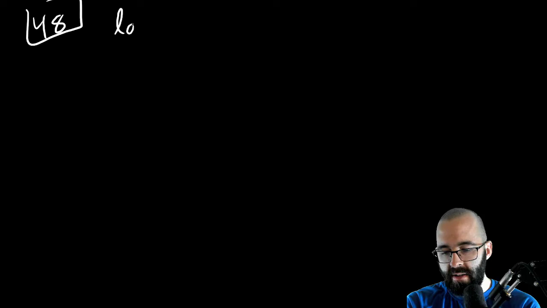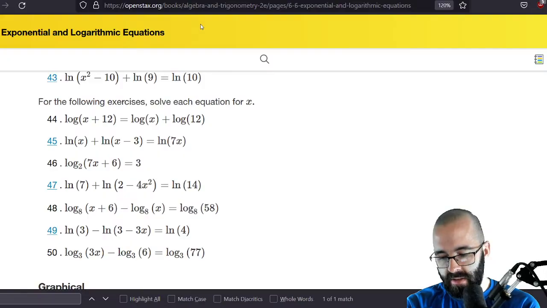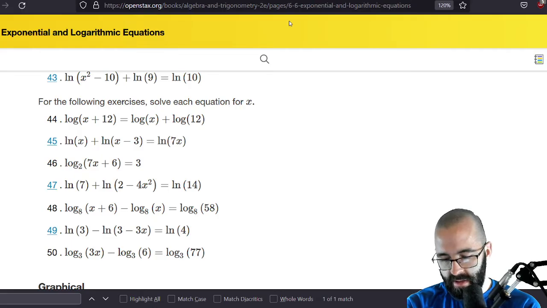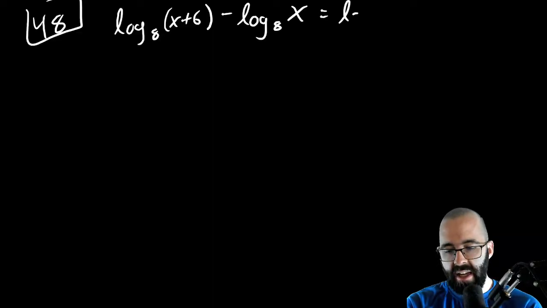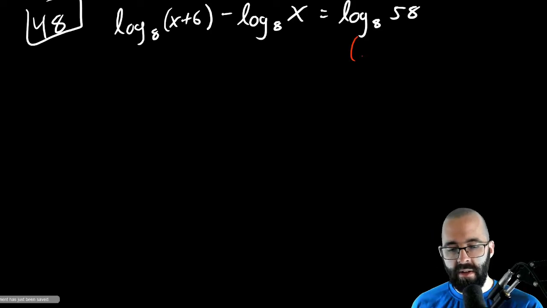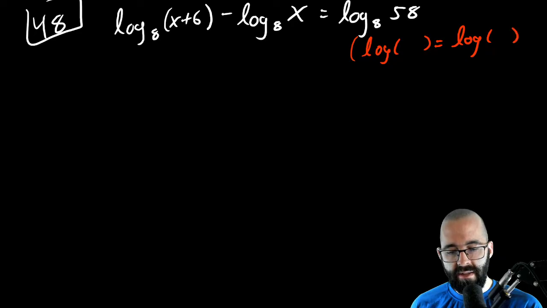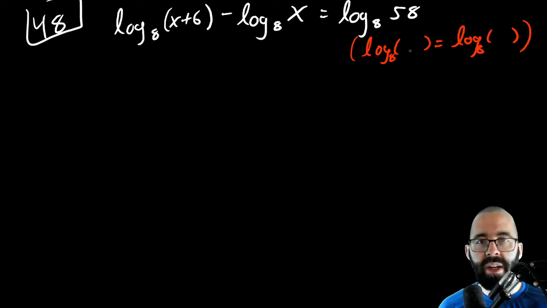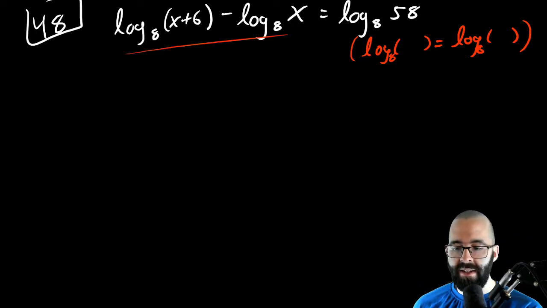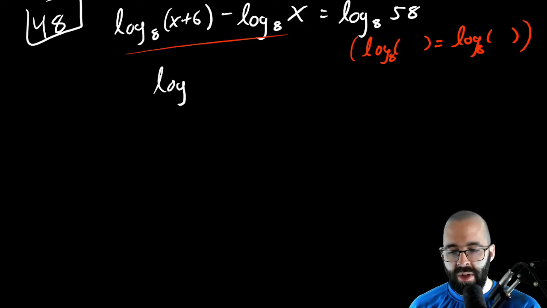Log base 8 of x plus 6 minus log base 8 of x equals log base 8 of 58. Now, if we had two logs equal to each other, if we had it like this, with the same base, log base 8, then we'd be good to go with a 1-to-1 property. We have 3 logs. We need to combine these logs. We do it with the quotient rule.